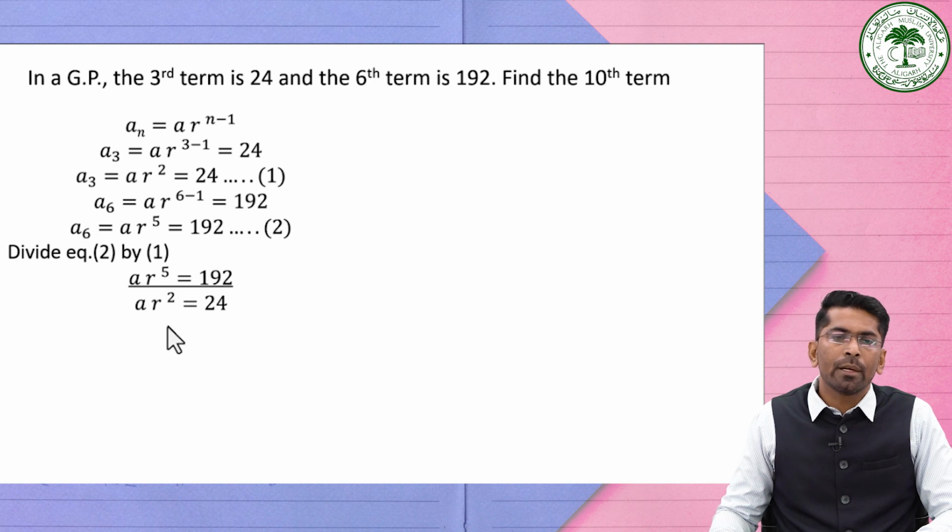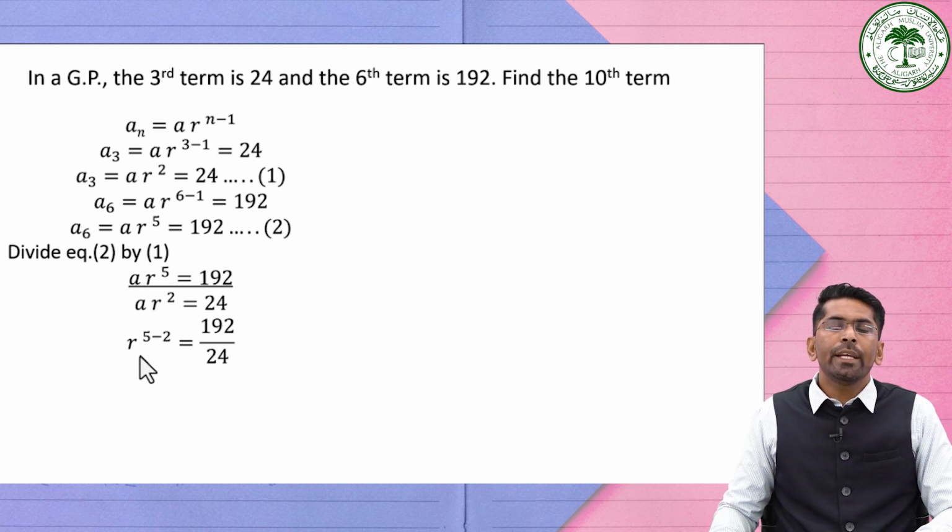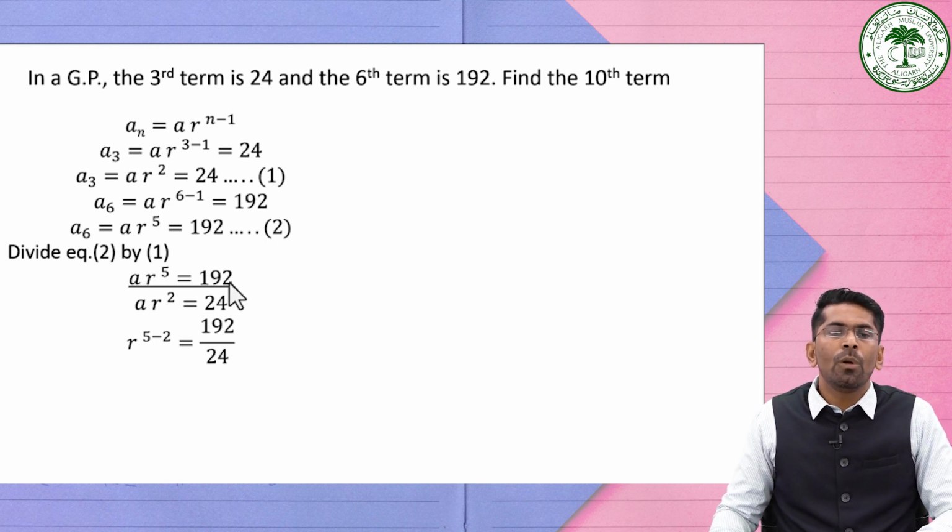See here, the a will be cancelled out, then r raised to the power 5 and r raised to the power 2. Here the exponent rule can be applied. So r raised to the power 5 minus 2, the denominator exponent goes to the numerator and becomes a minus sign. So it is r raised to the power 5 minus 2, which is equal to 192 divided by 24. So 5 minus 2, that is r cube, which is equal to 192 divided by 24, which is 8.